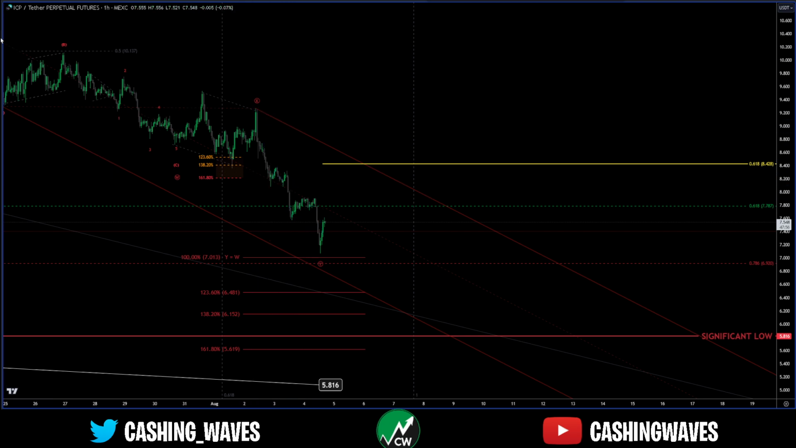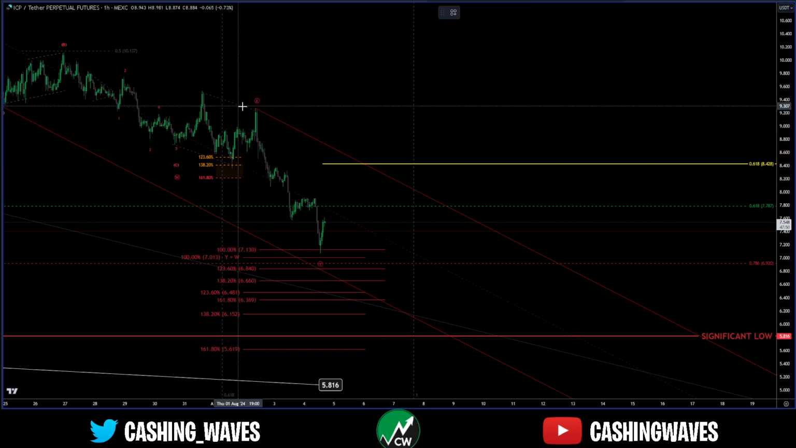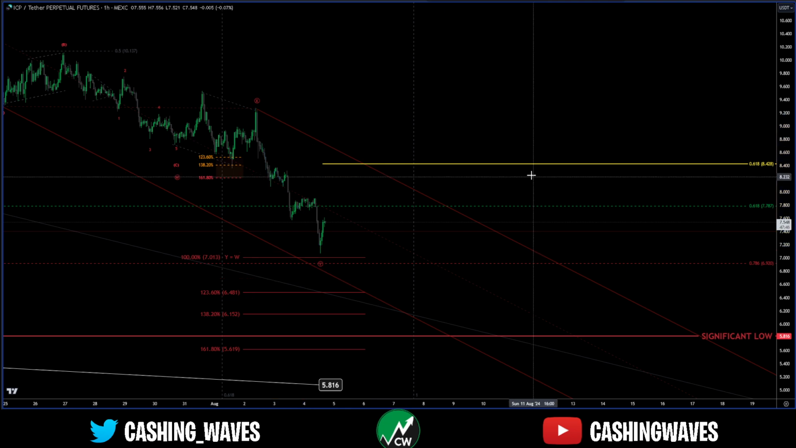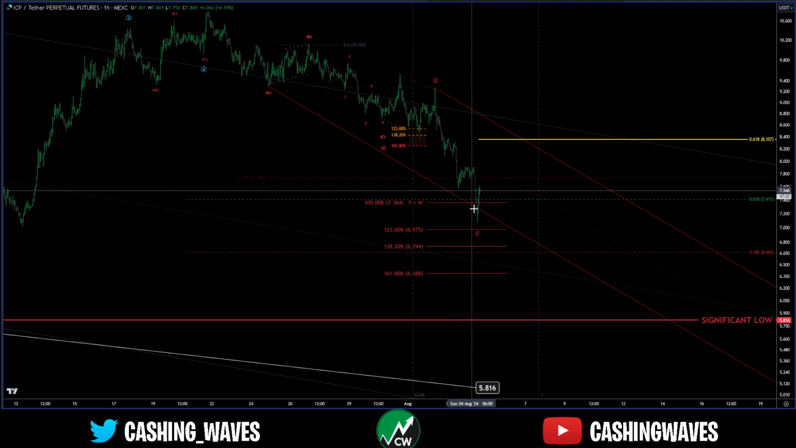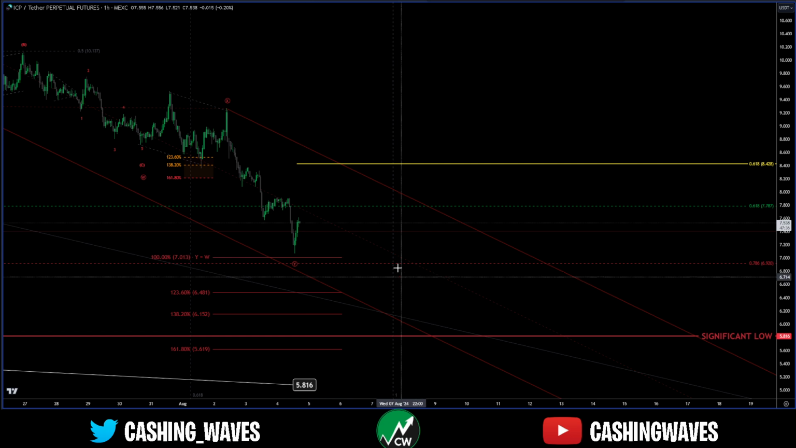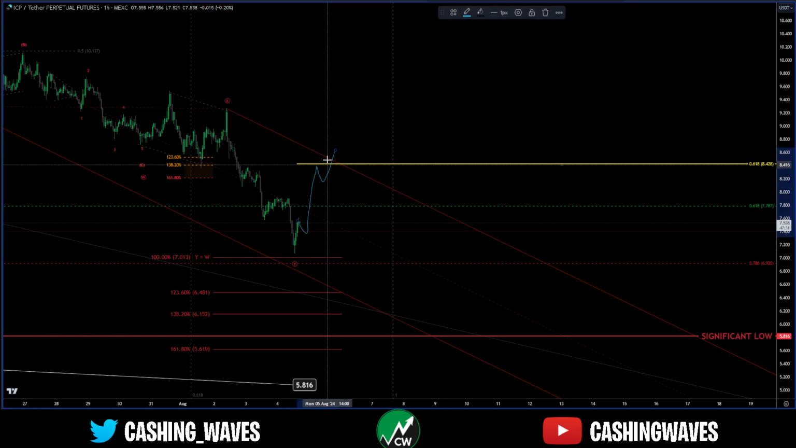Looking at the extensions, we are at the 1-to-1. If you were to label this as an A, B, C, it does work, and it does line up well with this as a WXY complete near the 1-to-1. So you can see that makes the most logical sense currently. But I'm not going to get into this until I see these 5 waves and a pullback.